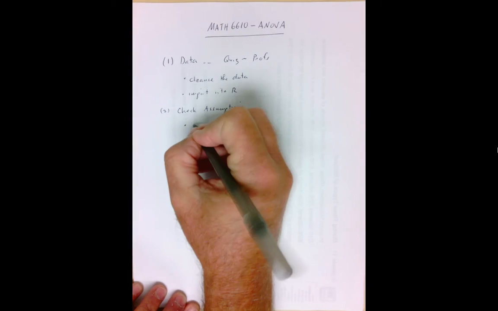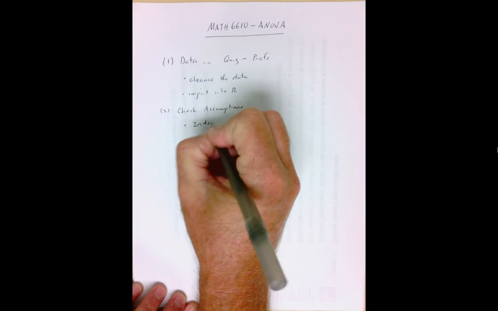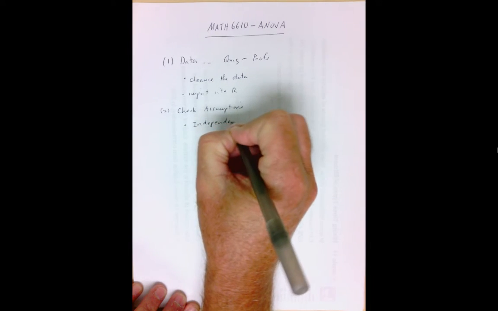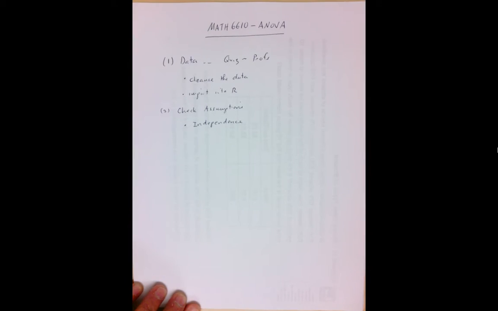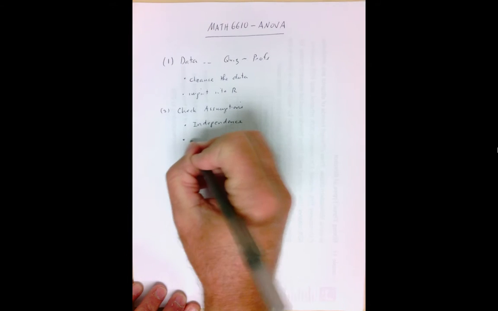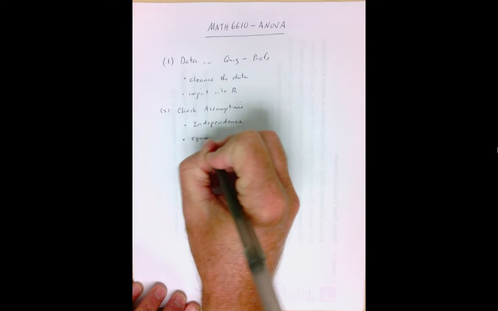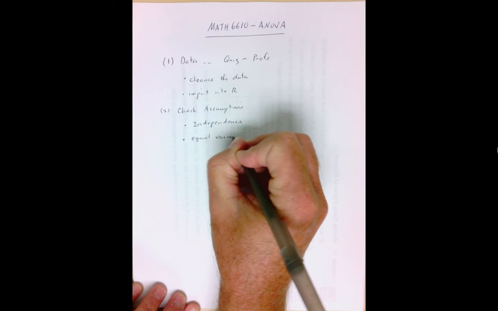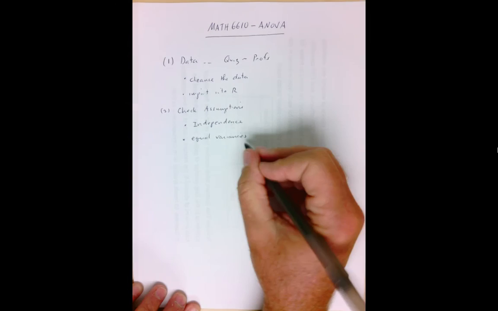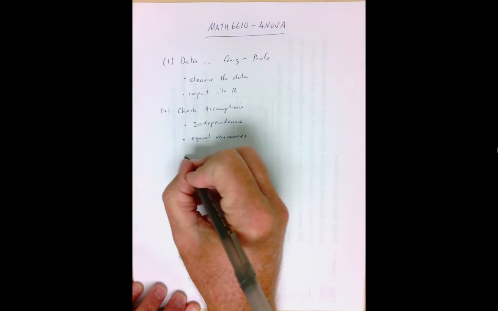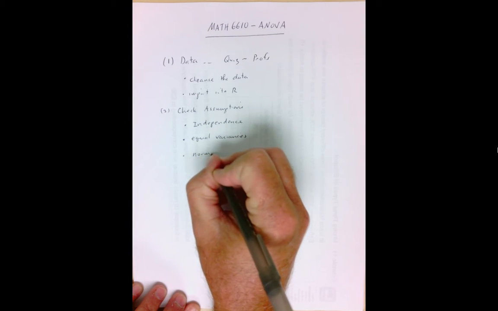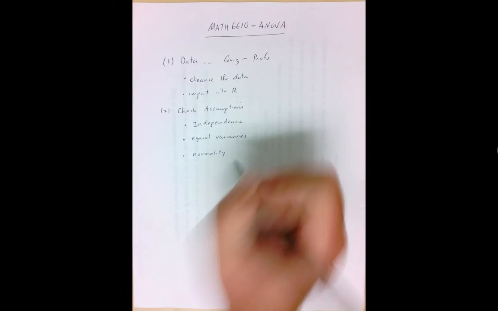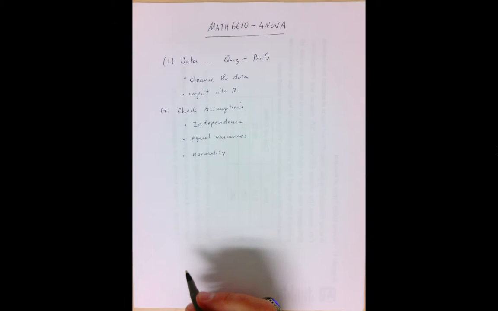And the assumptions, although we don't have a test that we check for independence, we'll talk about that a little bit. Equal variances. I'll even tell you what happens when this is violated, and of course normality. And we'll get into some new stuff here called multivariate normality.